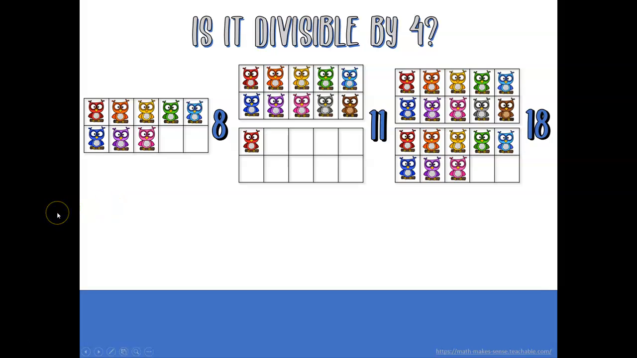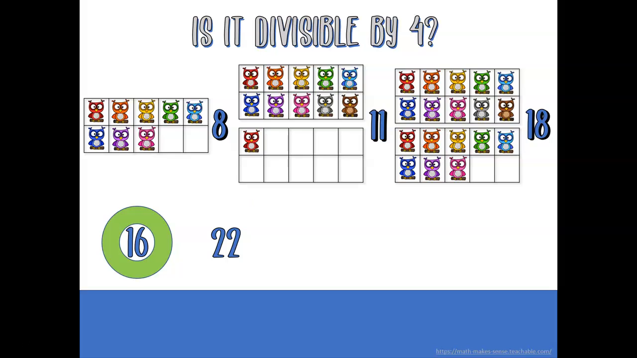Let's take a look at numbers now without the pictures and just use what we know about our multiplication facts and see if we can find the pattern. So I want you to think about this as we're going. See if you can think about what the pattern will be before I tell you. Okay, 16. Can you divide 16 by 4? Yes, it equals 4. So that's a good one.